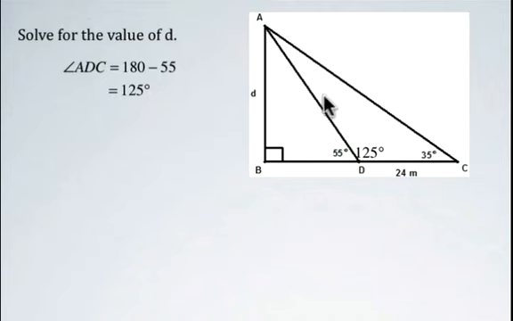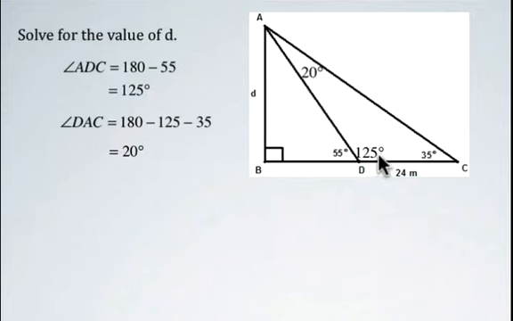We can also figure out the measure of angle DAC because it's the third angle in this triangle. Remember that the sum of the interior angles in a triangle is 180 degrees. So angle DAC is going to be 180 minus 125 minus 35, which is 20 degrees. So we can label the angle there.